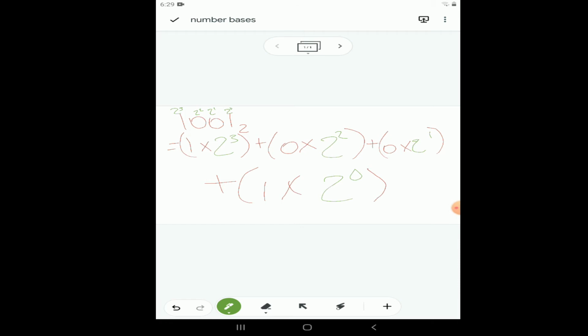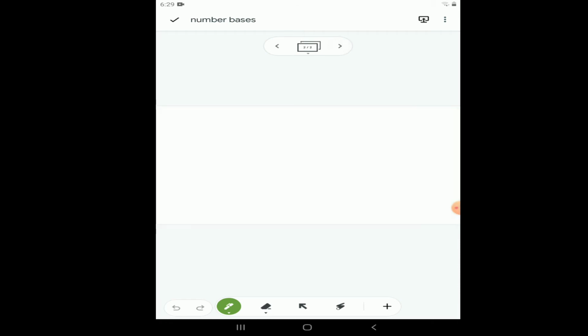Now we want to move on. So we're going to continue. So we're going to simplify 1 times 2 to the third. What is 2 to the third power? Remember, 2 to the third means 2 times 2 times 2. So 2 times 2 is 4 and 2 times 4 is 8. Very good. So we have 8 plus, and we have 0 times 2 to the, sorry.